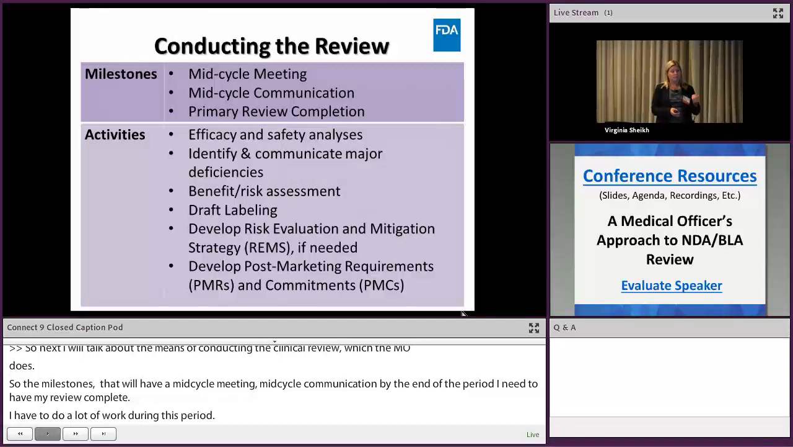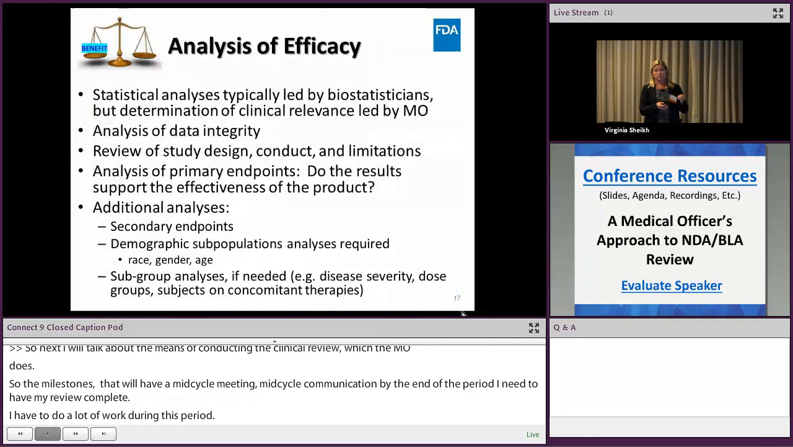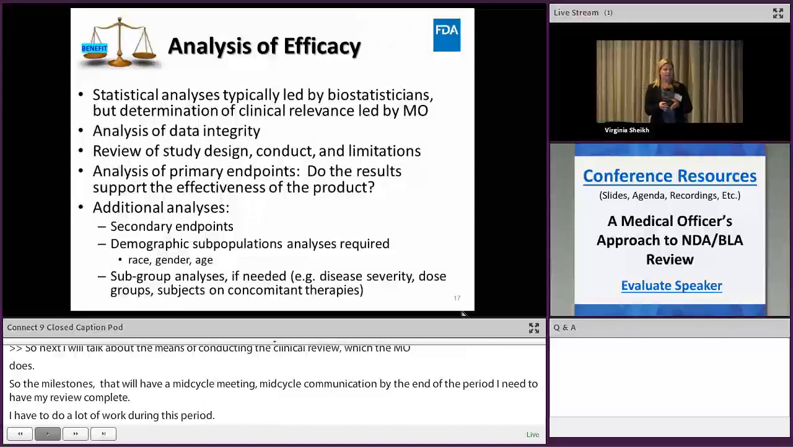And I need to, if PMRs or PMCs are required or needed, for example, pediatrics. If I know that we're going to need to do pediatric studies, then I'm going to be starting to put that language together for what will be required. So a little bit more into the analysis of efficacy.